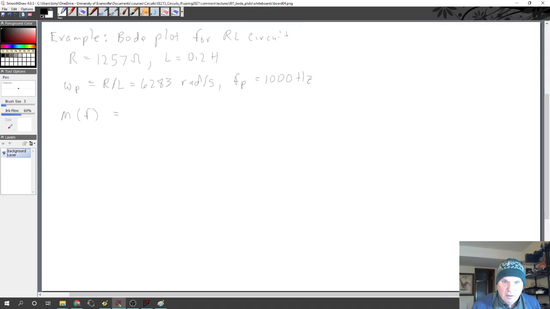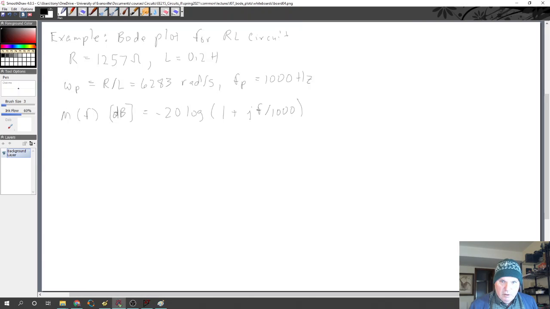And then my magnitude response in dB, if you recall, was minus 20 log of 1 plus... Now if I express it in terms of F instead of omega p or omega, I had omega over omega p before, now I have F over FP. The 2 pi's just cancel out in both terms.